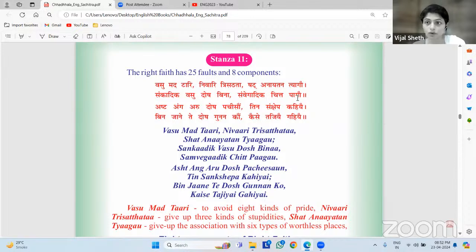The other one is anukampa. Anukampa means a feeling of compassion towards all the living souls. So Samyak Drishti's soul has this compassion towards all the living beings, whether they are his enemies, friends, foes, from one-sensed beings to multi-sensed organisms.